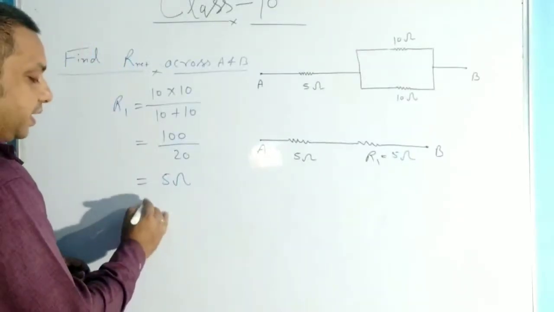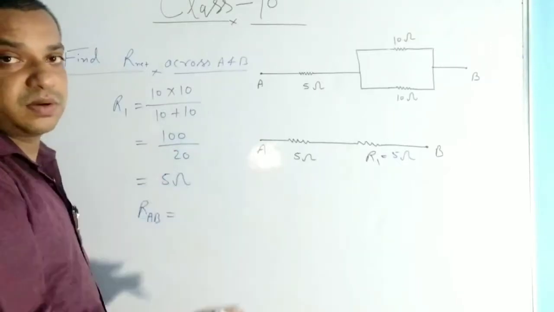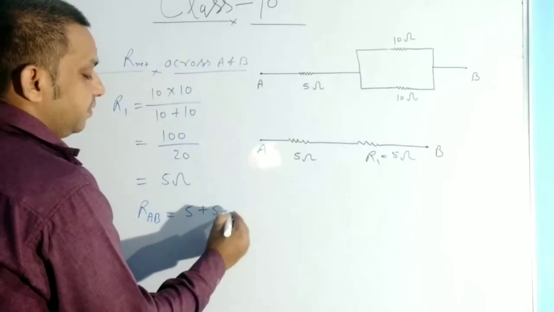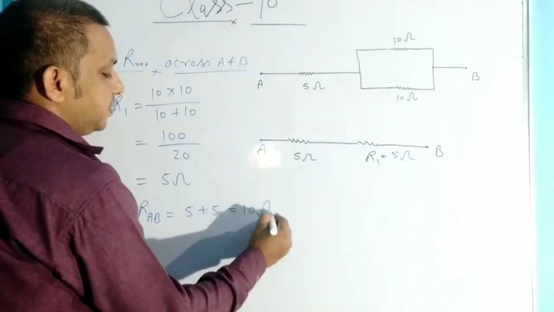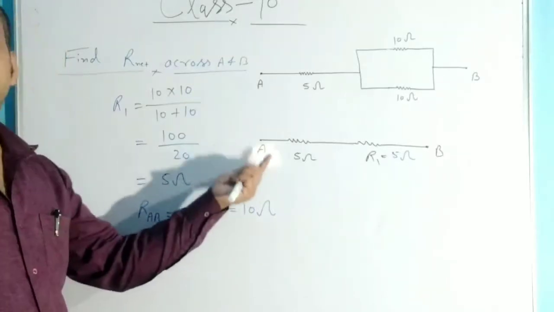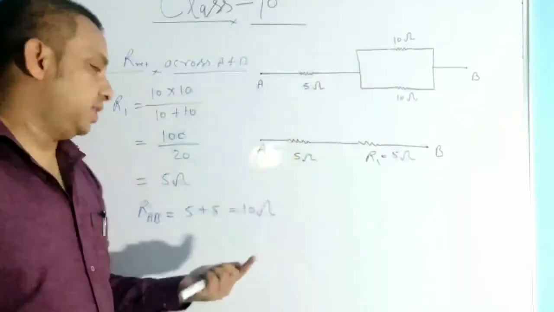That is why it is in the series combination. So the total RAB is equal to, what is the formula for the series combination? R1 plus R2. So you will get 5 plus 5 is equal to 10 ohm. So here your answer RAB, that means the total resistance offered across the terminals A and B, is given by 10.